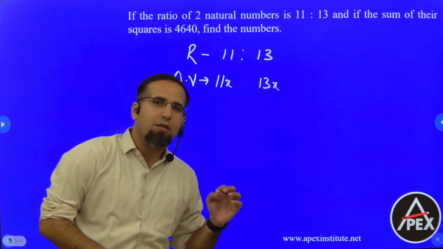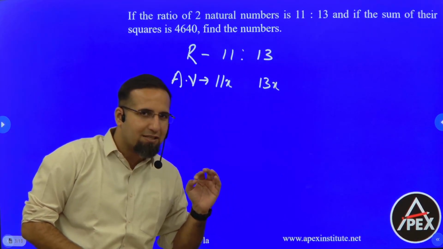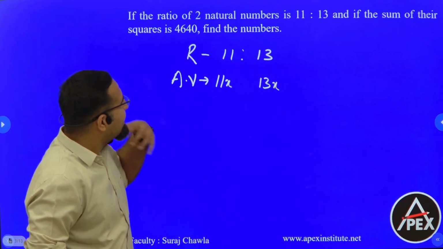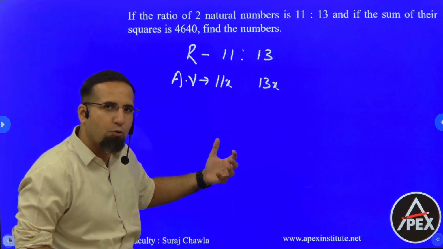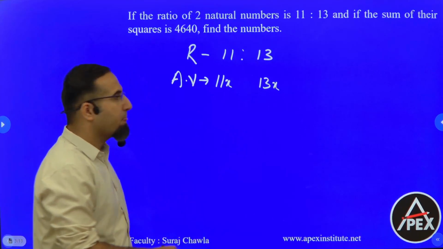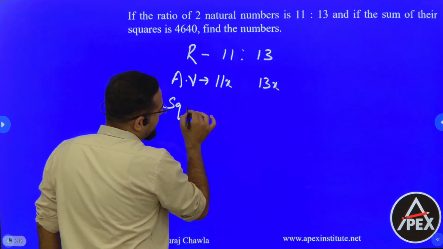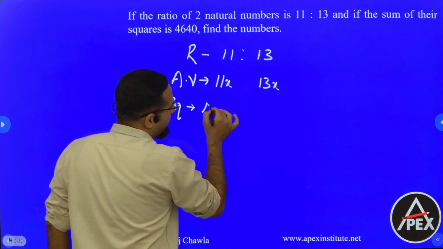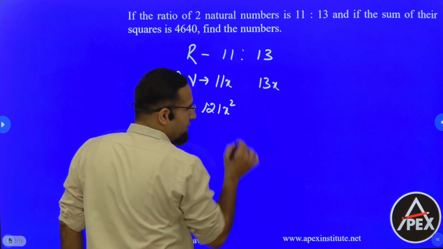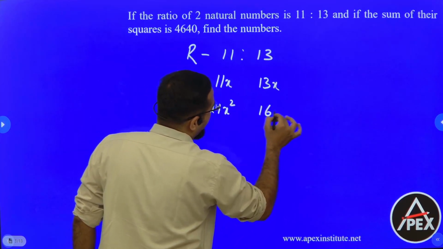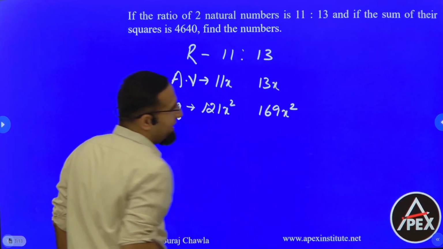Now what has the question given us? The question has given us that the sum of their squares is 4640. That means we have to find their squares, right? So what will be the square of 11x? 11x whole square will give me 121x square. Similarly, 13x whole square will give me 169x square.